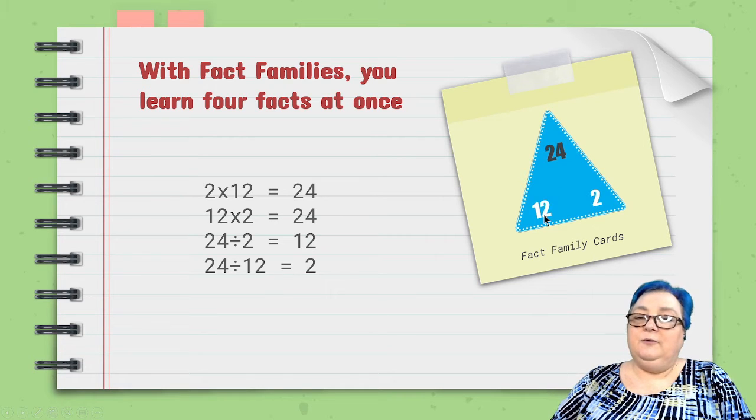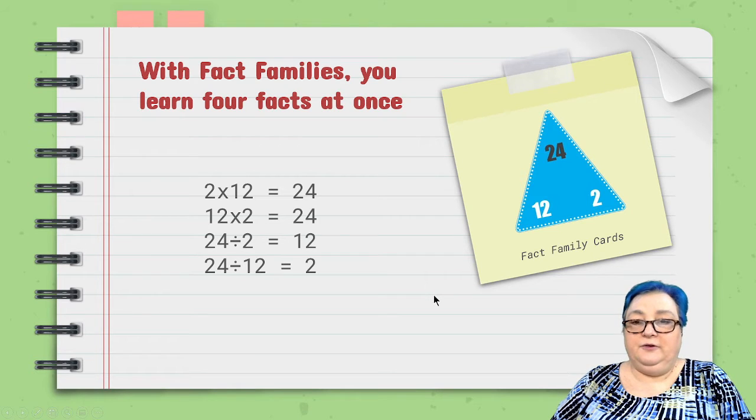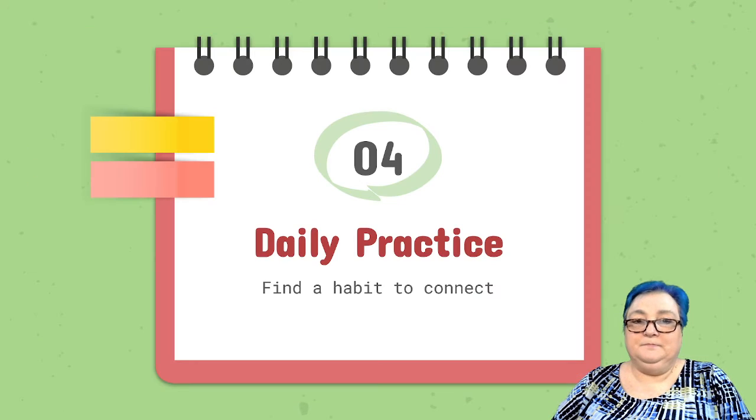12 times 2 is 24, 2 times 12 is 24, 24 divided by 12 is 2, and 24 divided by 2 is 12. If you think of the relationship in that way, you're really supercharging your learning by learning all 4 facts off of just one.